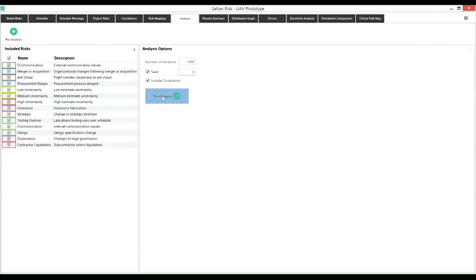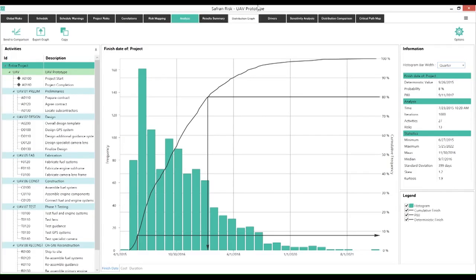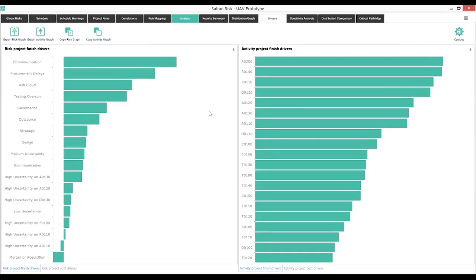Well, we'll go ahead and do a risk analysis here, right? So we've done our risk analysis, and we have our distribution graph, which shows us the range of outcomes. Standard information we've all seen before and are comfortable with, right? Historically, the next step, once we understand the range of outcomes, is to ask: what are the drivers, right?